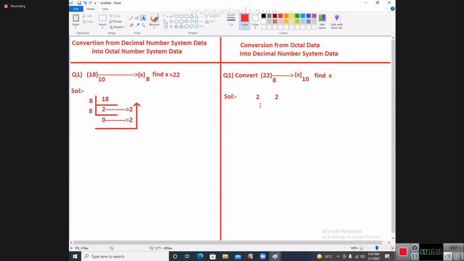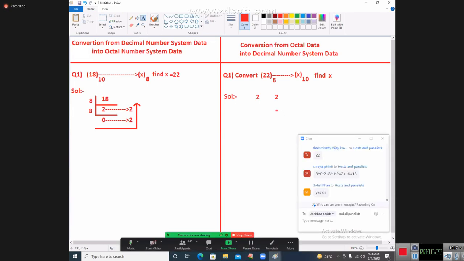Right. Now take the given data 22. You need to take it as before, 2 to the power of 0, 2 to the power of 1, like that. Here I need to take 8 to the power of 0, then 8 to the power of 1. So 2 into 8 to the power of 0 plus 2 into 8 to the power of 1.